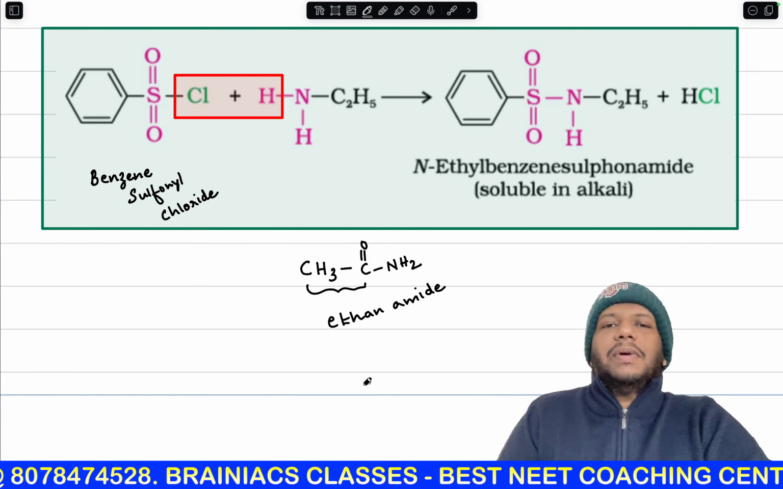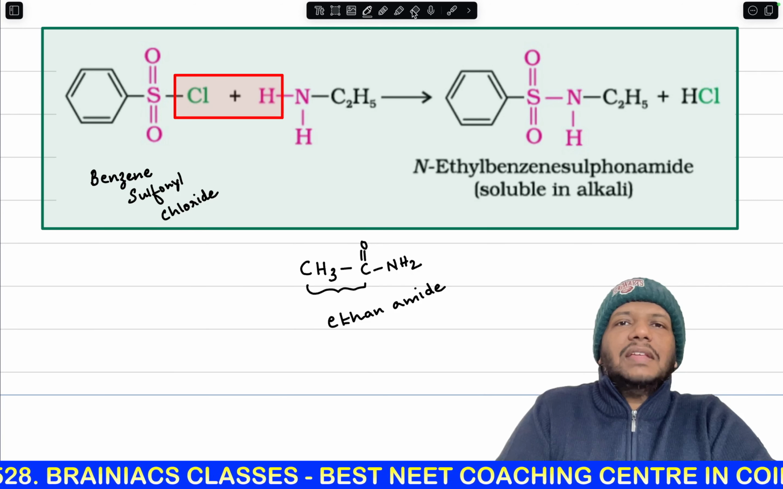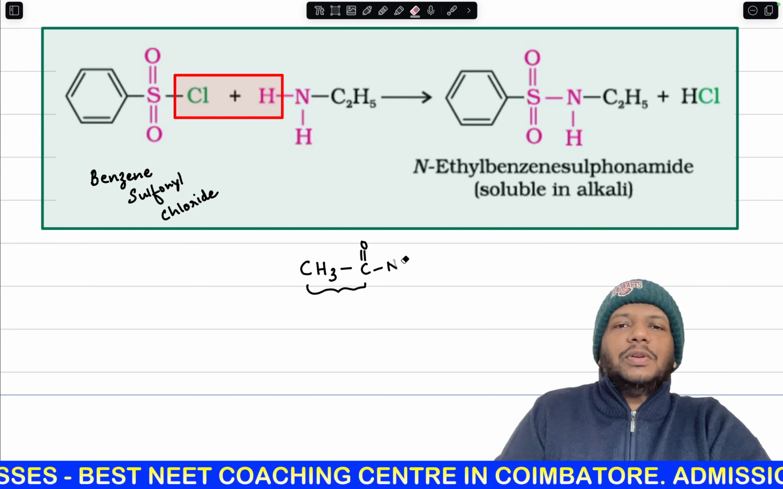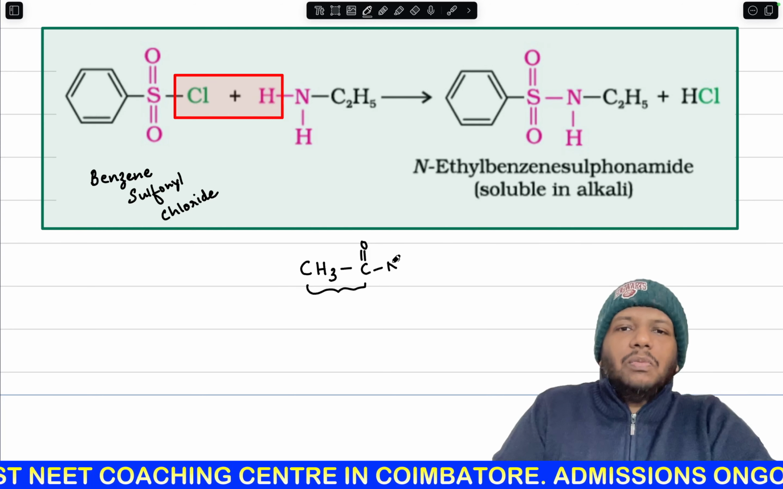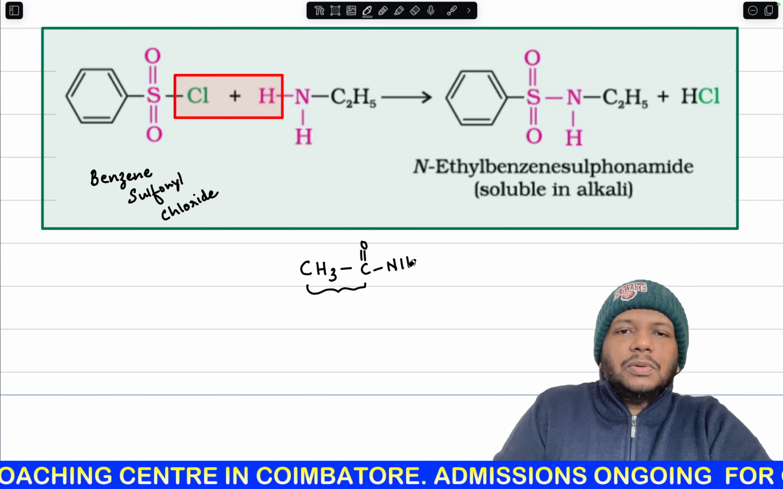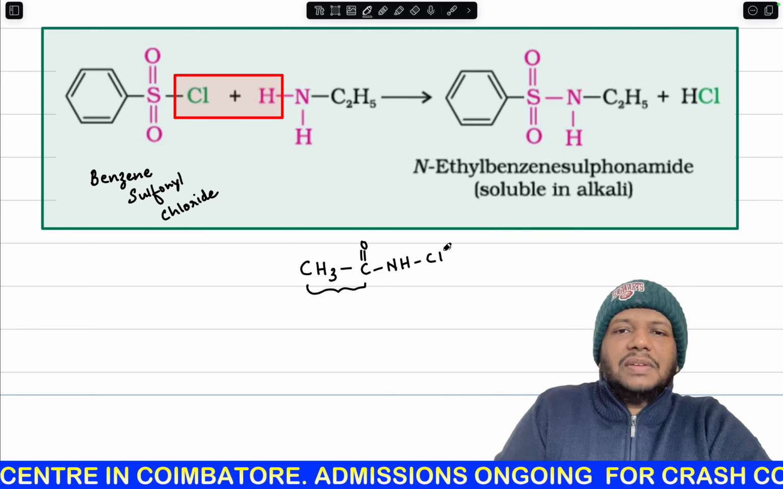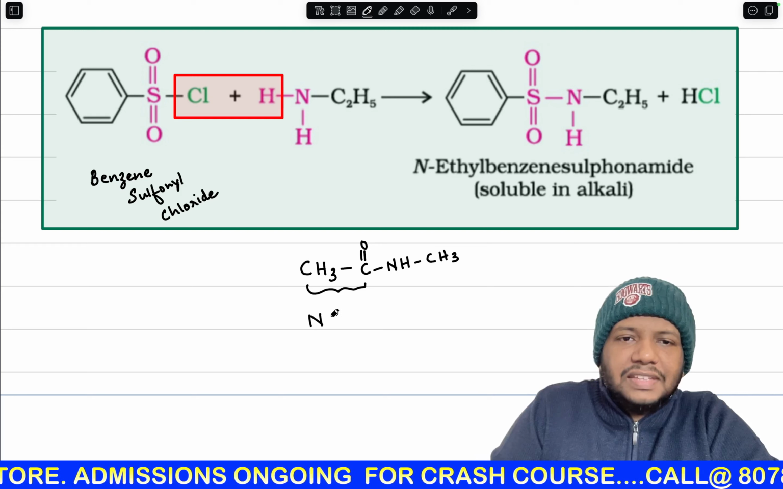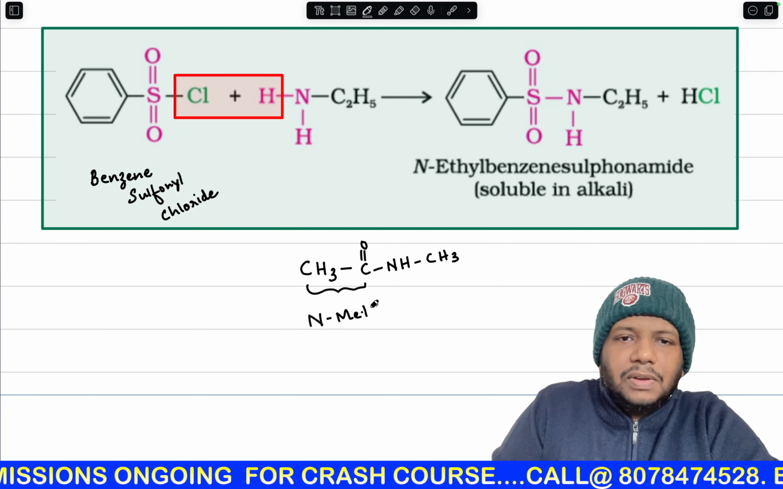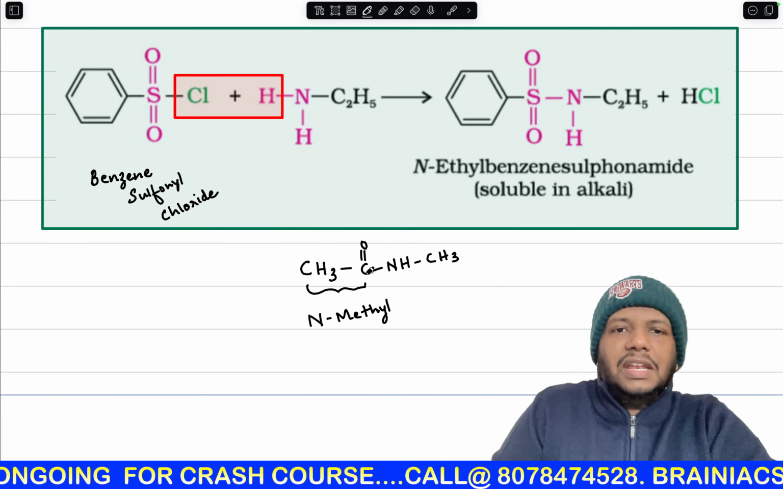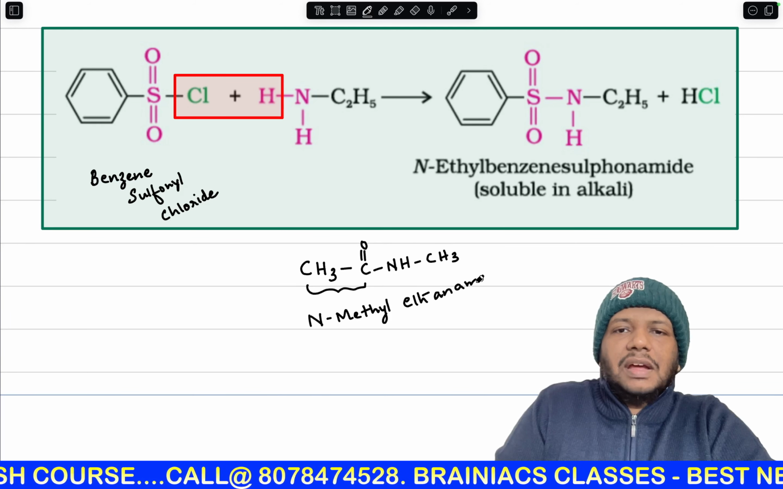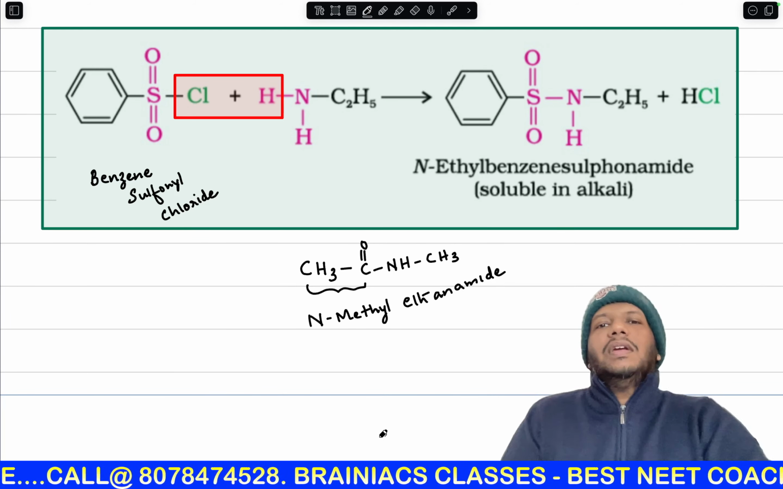Correct? Ethanamide. Now, suppose you are making a substitution in one of these. One of the hydrogens is substituted with another CH3. So what will you call this compound? We will call this N-methyl ethanamide. First we mention the substitution, N-methyl. The remaining part remains the same: ethanamide. Hope you understood.